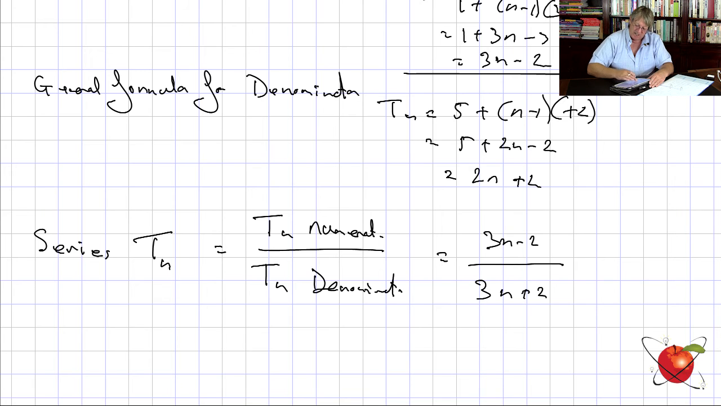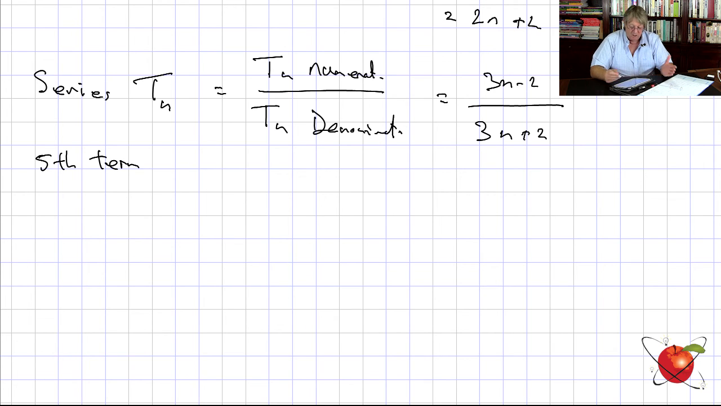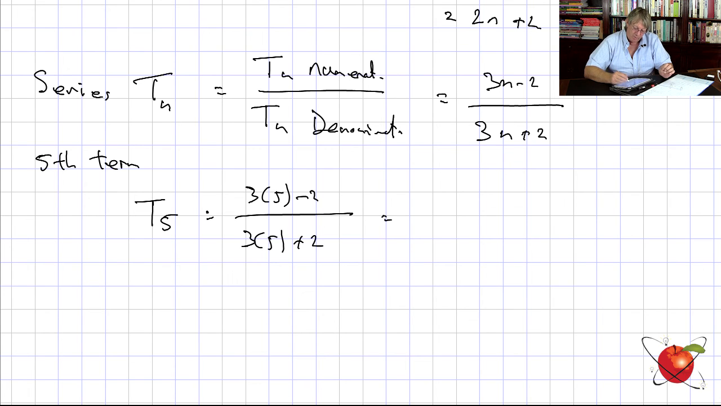Now let's say they ask, what is T5? What is the fifth term? You say T5 is going to be 3 times 5 minus 2 over 2 times 5 plus 3, which is going to be 13 over 13.